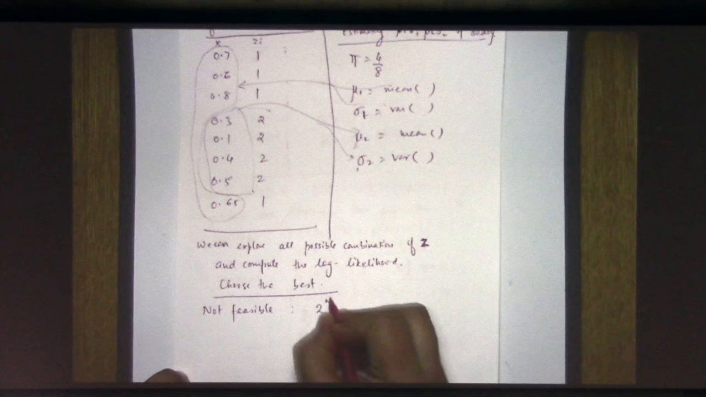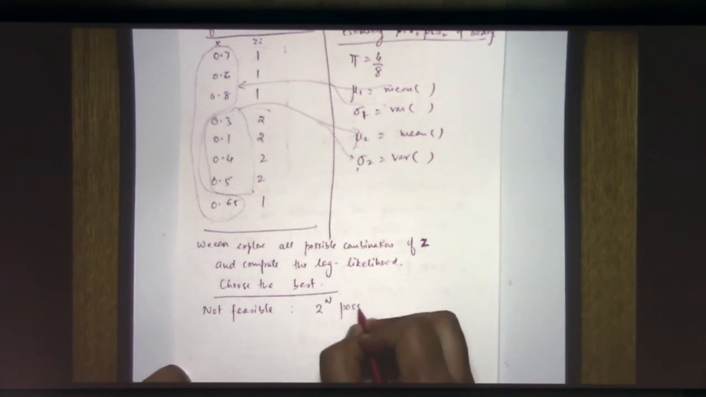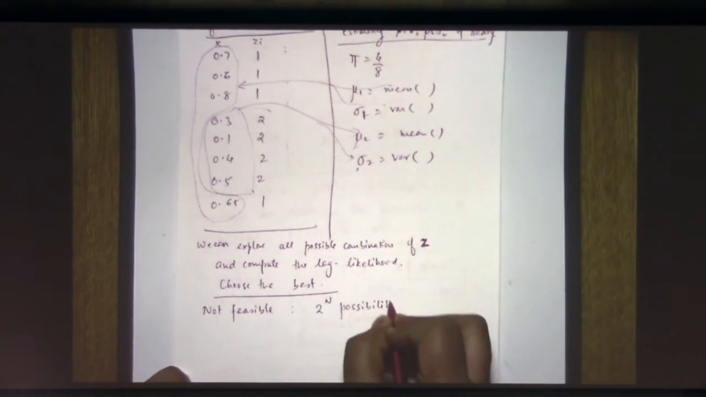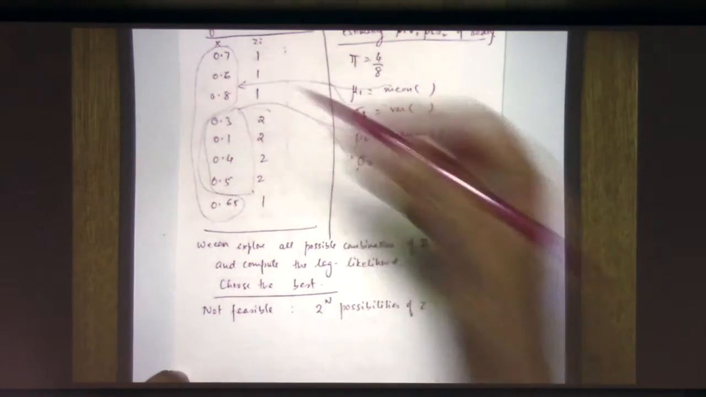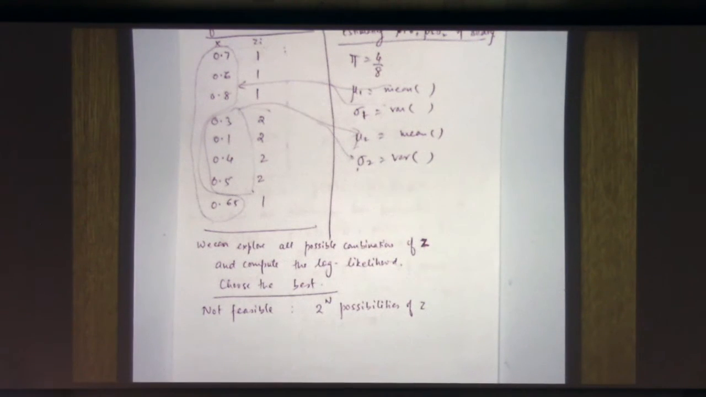Not feasible, because there are 2 power n possibilities for z. Because z can take 2 values and there are n values, there are 2 power n. So as soon as your n becomes larger than something like 50, you are looking at a very large search space. So that clearly is not the right way to go. So what is the right way to go?